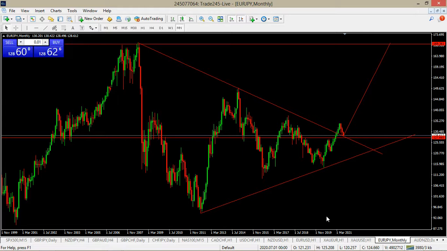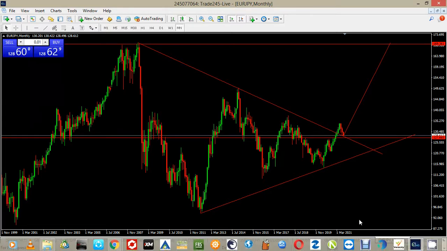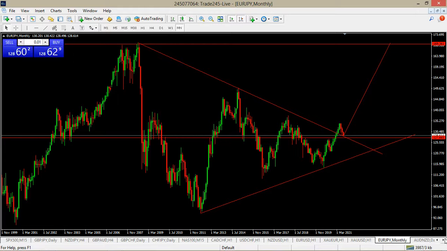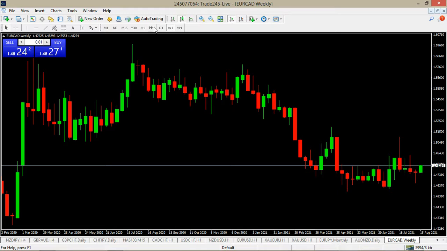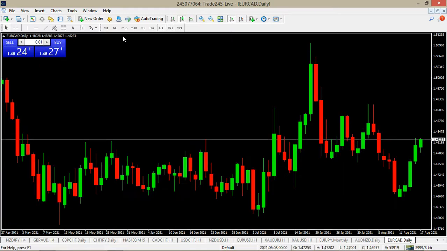EURCAD. Of course, I don't have time, but I'll try to wrap things up very fast. So this is EURCAD, and it has been buying by the look of things since last week. I think it was Tuesday, from Tuesday last week or Wednesday, because yesterday was Monday, and it looks like it's still continuing with a buy.